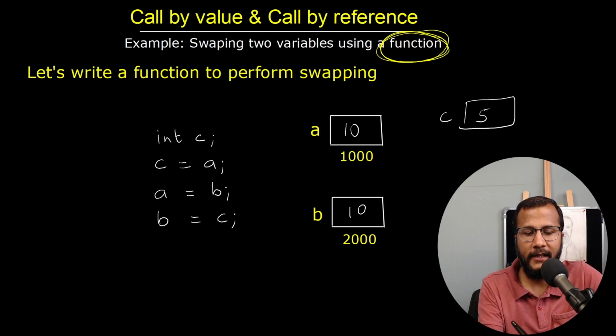That means C would be copied to B, which is 5 is copied to B. So this is 5. Swapping is done, right? So this entire thing is my logic, right?